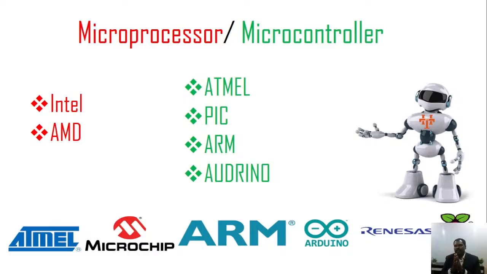A microprocessor needs external peripherals to work, but a microcontroller doesn't need too many extra peripherals to work, right? For example, Intel and AMD are microprocessors, while microcontrollers include Atmel, PIC, ARM, Arduino, and Raspberry Pi. These are the various microcontrollers we are using. Nowadays we use various microcontrollers to do various projects, right? If you want to do a project, you can concentrate on the microcontroller.